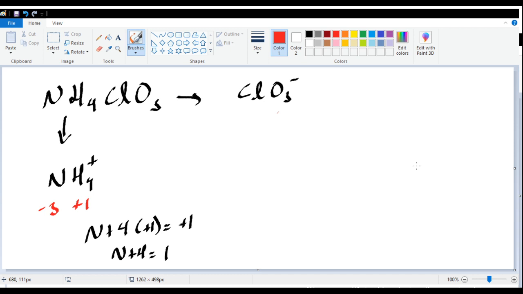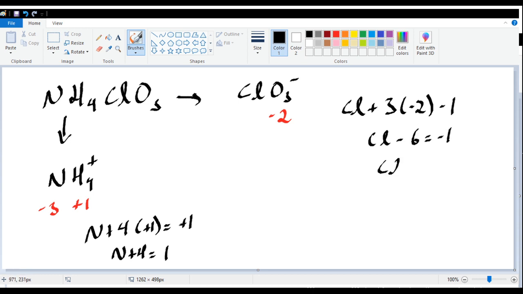Meanwhile, we come up here to the chlorate. Oxygen is -2. So chlorine plus our 3 oxygens is equal to -1. Chlorine minus 6 equals -1. Chlorine equals +5.